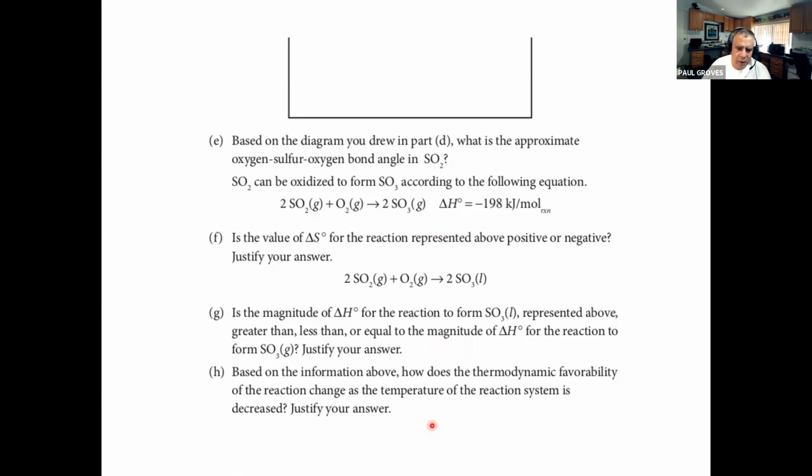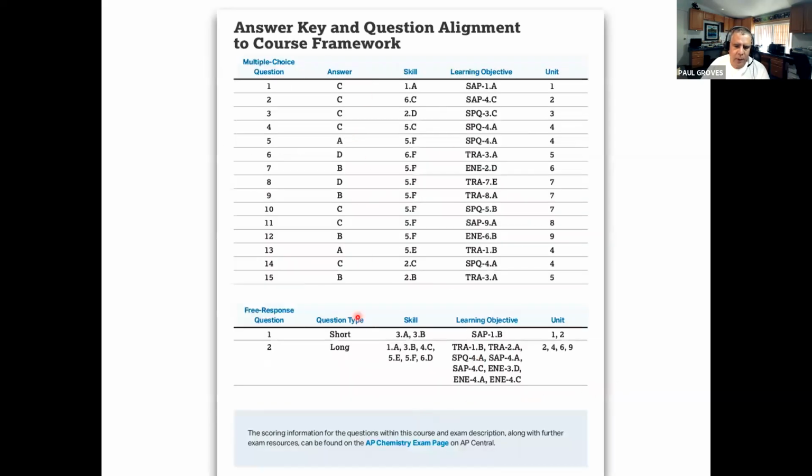Based on the information above, how does the thermodynamic favorability of the reaction change as the temperature of the reaction system is decreased? Thermodynamic favorability is the way we talk about being spontaneous and not spontaneous. We said delta H is negative, so heat's on the right side. If you decrease the temperature, it would drive the reaction more to the right, to be more product favored. So the thermodynamic favorability would increase. Okay, here are the answers to that. Go back and see if we got the right answer.